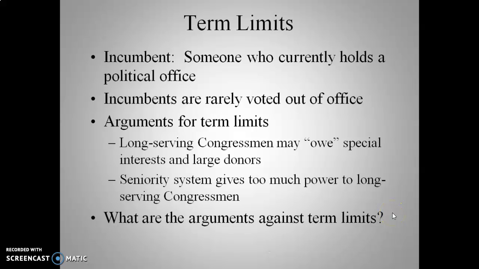And can you think of any arguments against term limits, though? I can. If you don't like the guy, vote him out. That's the argument against term limits. No one forces you to keep someone in office. You can always vote them out if you want to.